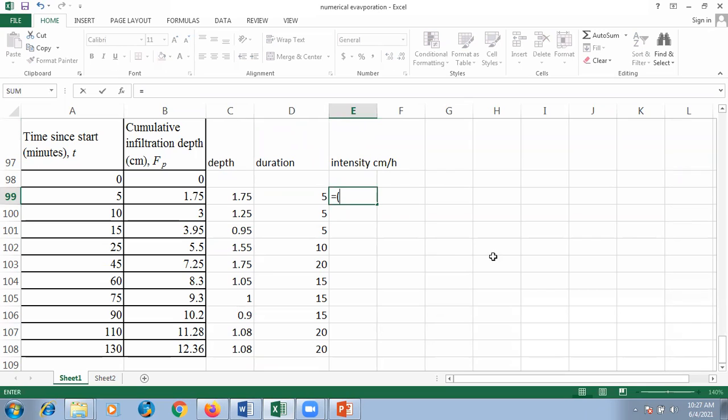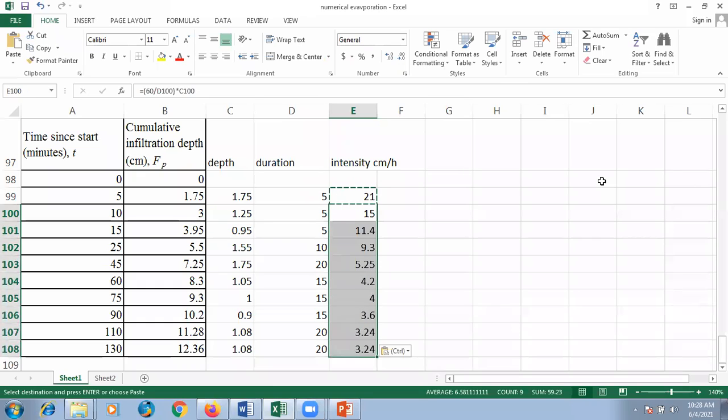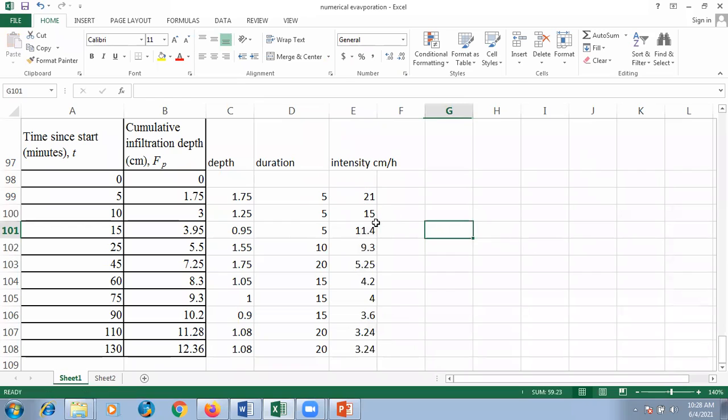Equal to 60 divided by 5 star 1.75. So this is the intensity, 21 centimeter per hour. Similarly, you will calculate for the next cases also, looking into individual depth and duration, those values would come like this: 21, 15 centimeter per hour, 9.3 centimeter per hour. If you look into these values, the intensity has varied, whereas towards the end, the intensity has remained more or less the same.